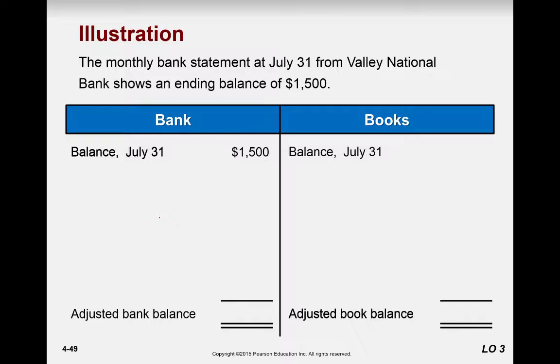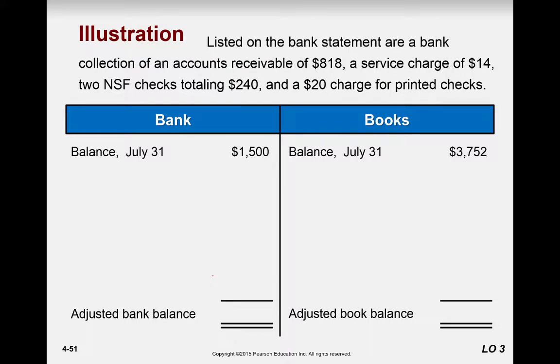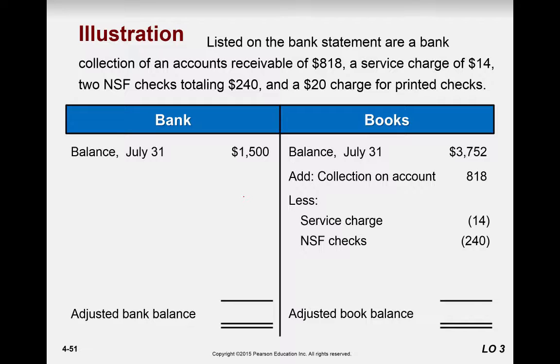So first and foremost, we take our $1,500, which was basically our bank statement balance. And then we show a cash balance of $3,752, which we will note here. Now on the bank statement, we have a collection of accounts receivable of $818. So when we do that, we're going to see that right on here, so that we know is on the book side. And then we have a service charge of $14, so we're going to show that as a reduction in our book side. Then we have NSF checks that we're going to reduce from our book side, and the $20 charge for our printed checks is also going to be a reduction on our book side.